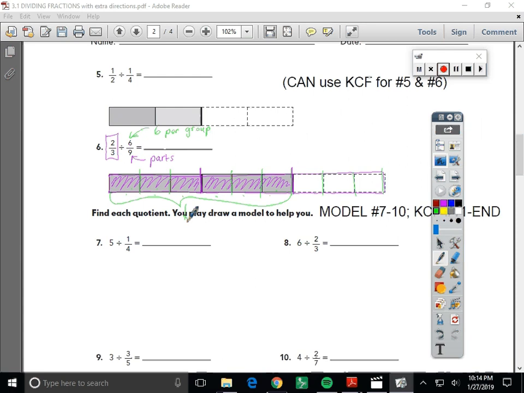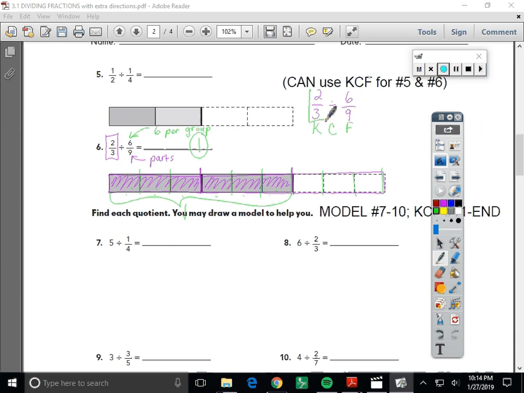Well, I don't have any extras, so the answer is actually just 1. Again, this model might be difficult to work with, so let's go ahead and try the reciprocal approach. Let's take 2/3 divided by 6 ninths and handle it with a keep, change, flip.